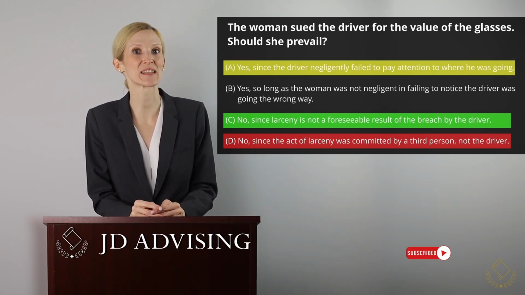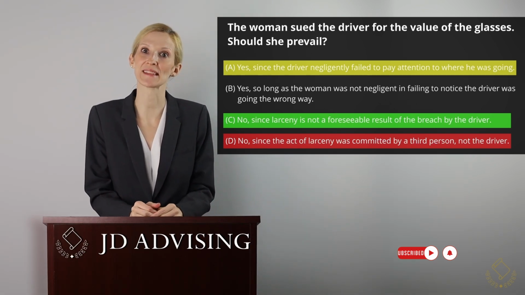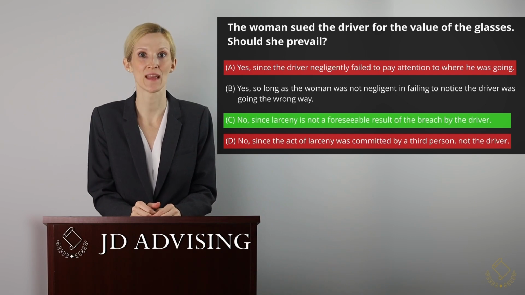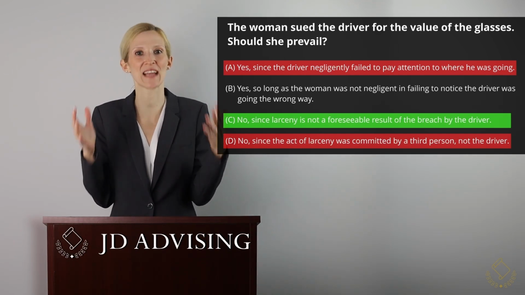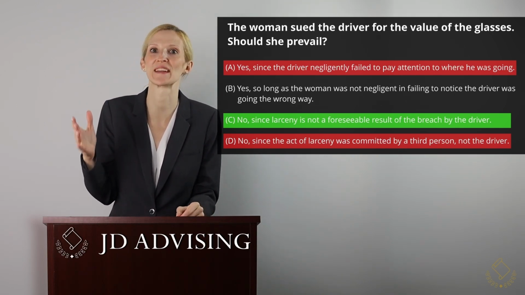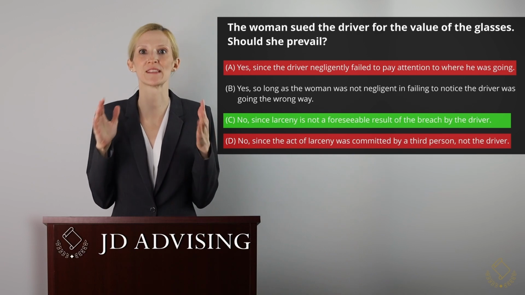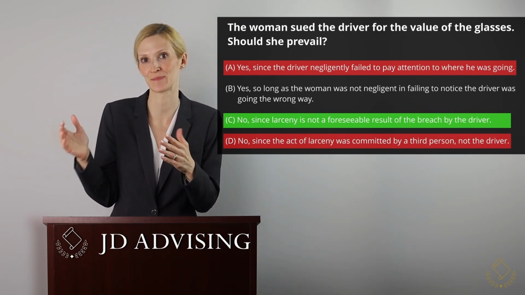A says yes because the driver negligently failed to pay attention to where he was going. Okay, so A established that he breached his duty, but it doesn't establish causing harm. So A doesn't go far enough. It doesn't look good. People are negligent all the time. They're texting while they're driving, they're not paying attention to where they're going, and they don't get sued. Your breach of duty still has to cause harm if you're going to successfully be sued in negligence.